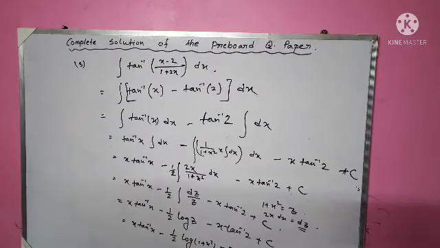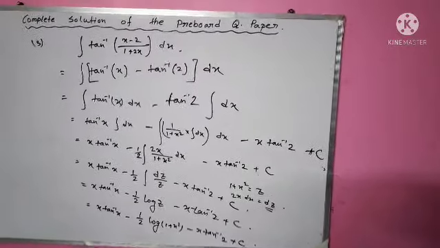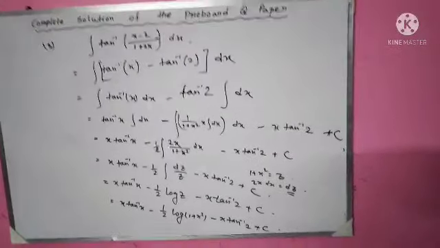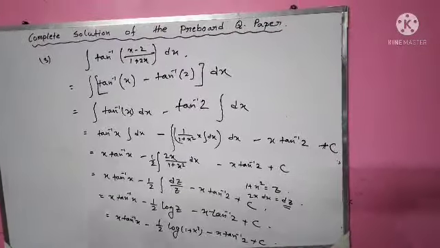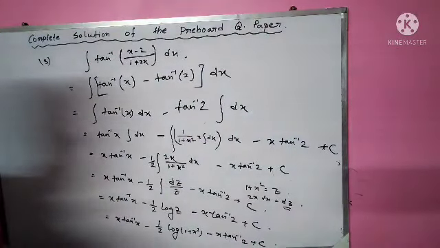Okay, so the last portion you could not see, I guess. I think now it is clear. You can see the last portion. By the way, it was written minus x tan inverse 2 plus c. Okay, so this way you need to solve.